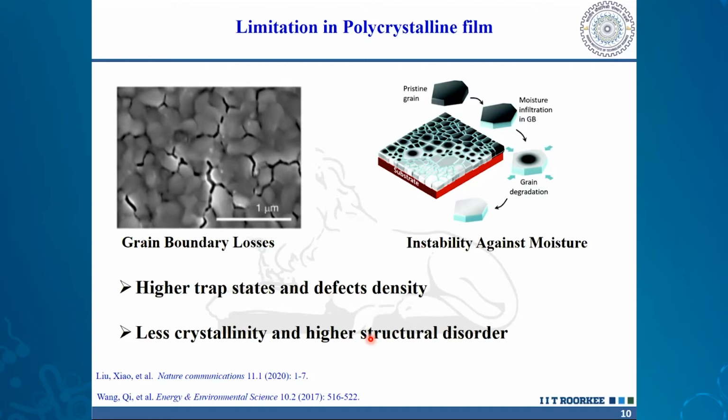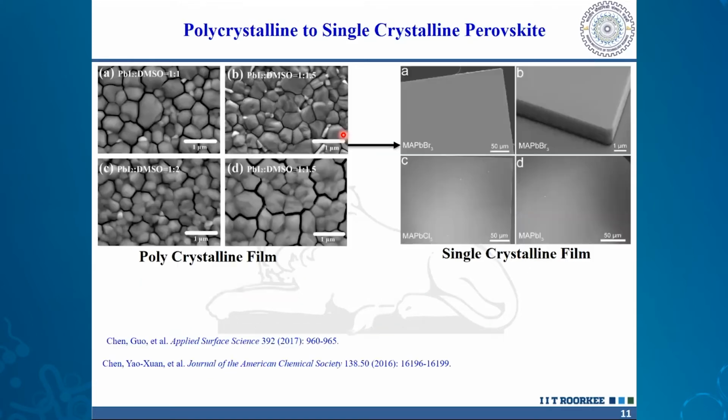Now, just like silicon, we know that single crystalline silicon is always better than its polycrystalline counterpart. Similarly, single crystalline perovskite shows some amazing properties compared to its polycrystalline counterpart. For example, if you look at this AFM image, the polycrystalline perovskite and the single crystalline perovskite have been compared side by side.